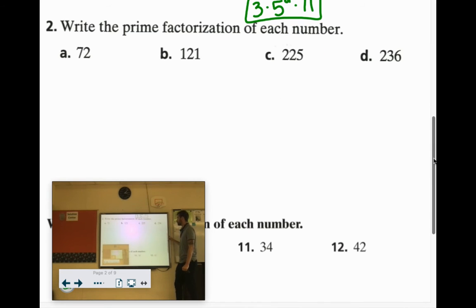So we're going to do a couple of these together. We might do all of them, who knows. 72.